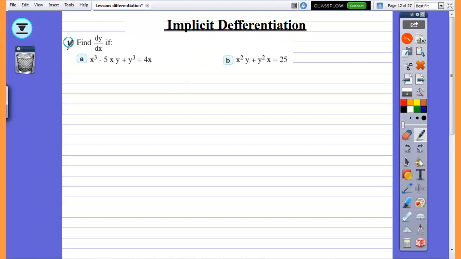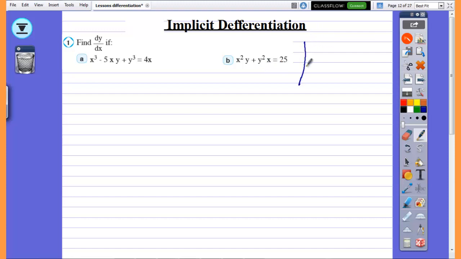Implicit differentiation. Find dy dx if x power 3 minus 5xy plus y power 3 equals 4x. Here we have x and y on the same side, and we have y power 3. Here we have x square y plus y square x equals 25.